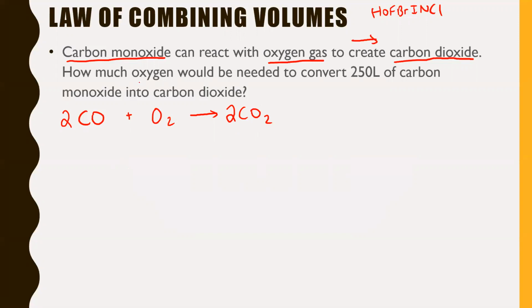So since we're looking for how much oxygen would be needed to convert this much carbon monoxide, let's allocate that 250 liters to this CO right here. And since 250 liters is 2 amounts of carbon monoxide, that means 1 amount for oxygen is going to be half of this amount. So half of 250 liters is 125 liters. And that is going to be our answer for how much oxygen gas would be needed to turn 250 liters of CO into CO2, right?